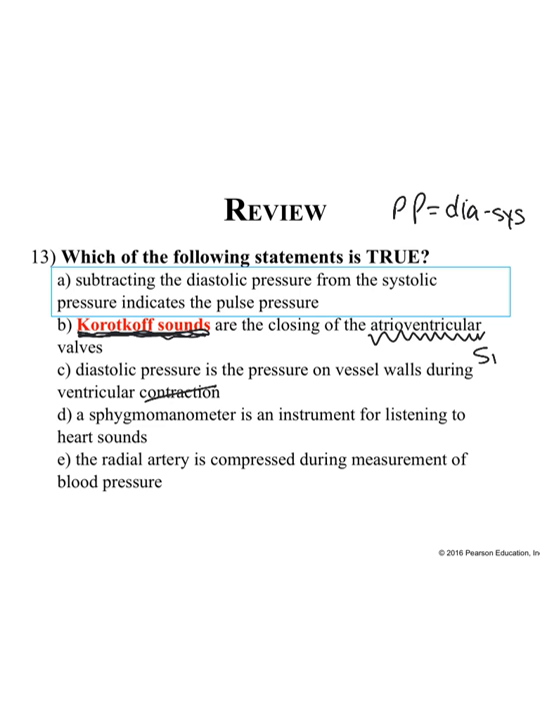Sphygmomanometer is the instrument we use to listen to blood pressure, not heart sounds. For heart sounds, we would use a stethoscope. And the radial artery is compressed during measurement of blood pressure. Not to get blood pressure. If we compress it, that's to get the heart rate. That's our pulse point.